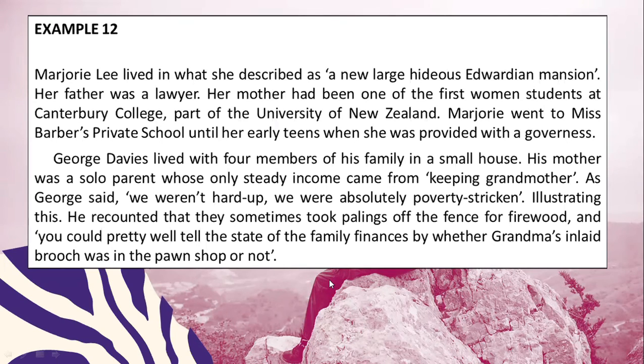George Davis lived with 4 members of his family in a small house. His mother was a solo parent whose only steady income came from keeping a boarder. As George said, we weren't hard up. We were absolutely poverty stricken. Illustrating this, he recounted that they sometimes took palings off the fence for firewood, and you could pretty well tell the state of the family finances by whether grandma's inlaid brooch was in the pawn shop or not.